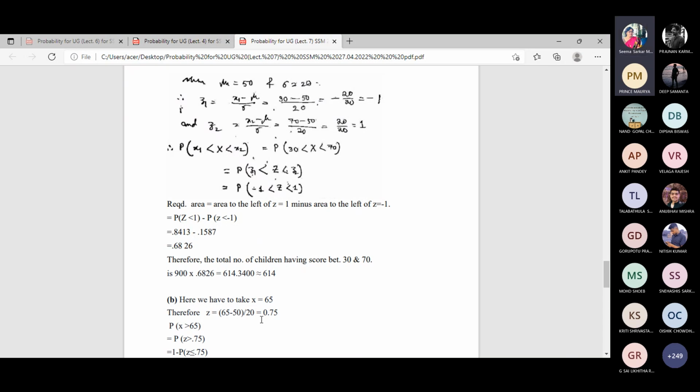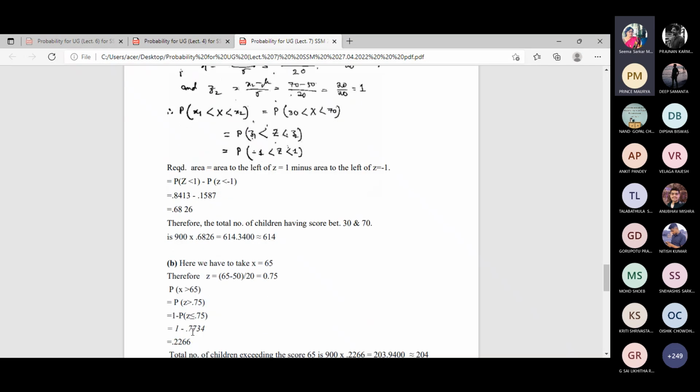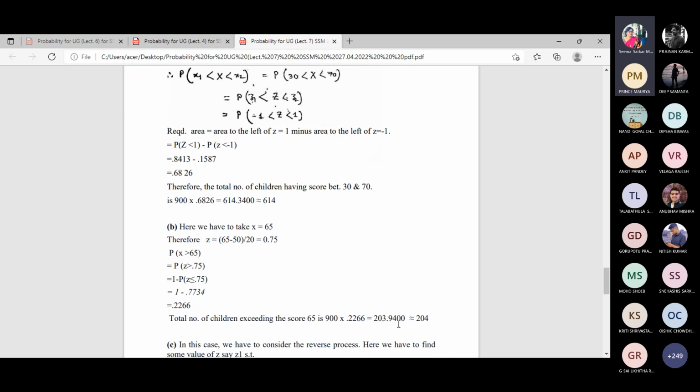Now the second one: probability that X will be greater than 65, and the corresponding Z value is 0.75. So Z will be greater than 0.75. Because area is always given to the left, I have to write this in terms of less than or equal to. So 1 minus probability Z is less than or equal to 0.75, and the value for Z equal to 0.75 is obtained as 0.7734. So you have obtained the probability, and you have to find the number of students. It should be multiplied by 900, because the total number of students is 900, and that gives you 203.94, which is almost equal to 204.